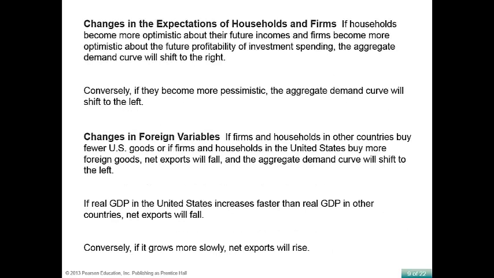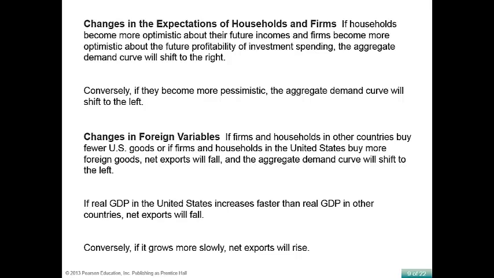Changes in the expectations of households and firms will also affect aggregate demand. If households become more optimistic about their future incomes and firms become more optimistic about the future profitability of their current investments, then the aggregate demand curve will shift to the right. On the flip side, if they are more pessimistic, the aggregate demand curve will shift to the left.